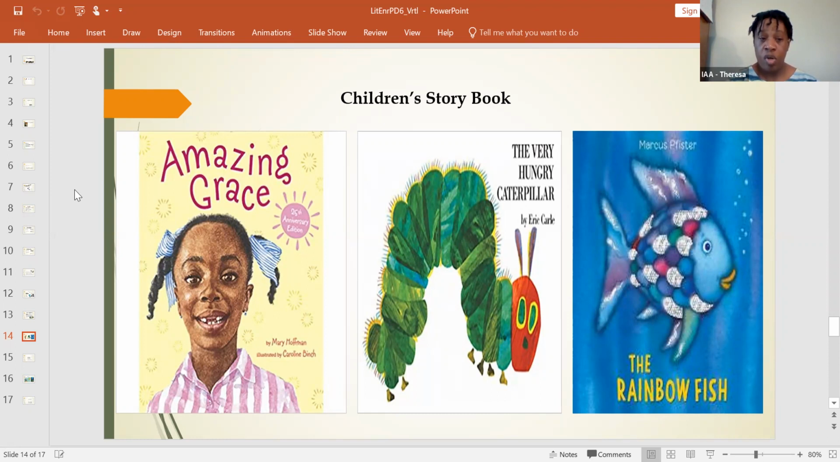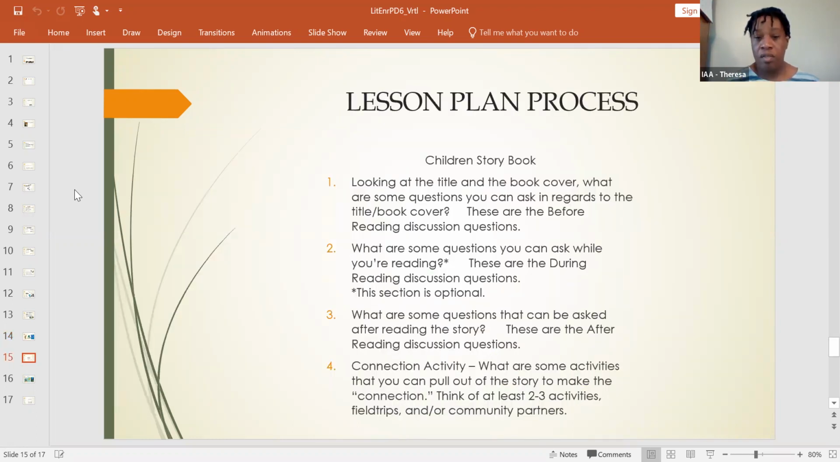Anybody care to share what their storybook was and any of the questions or things that they came up with? Again, this was a quick and easy process that you could teach your staff. They could take any children's storybook off the shelf and create a quick lesson. The thing that may take a little bit longer is, of course, the connection activities. And here's that process.